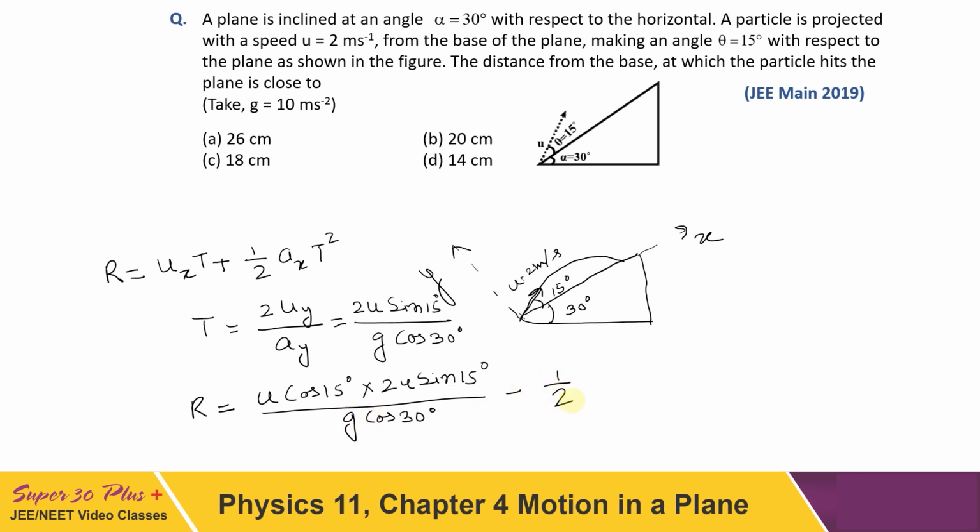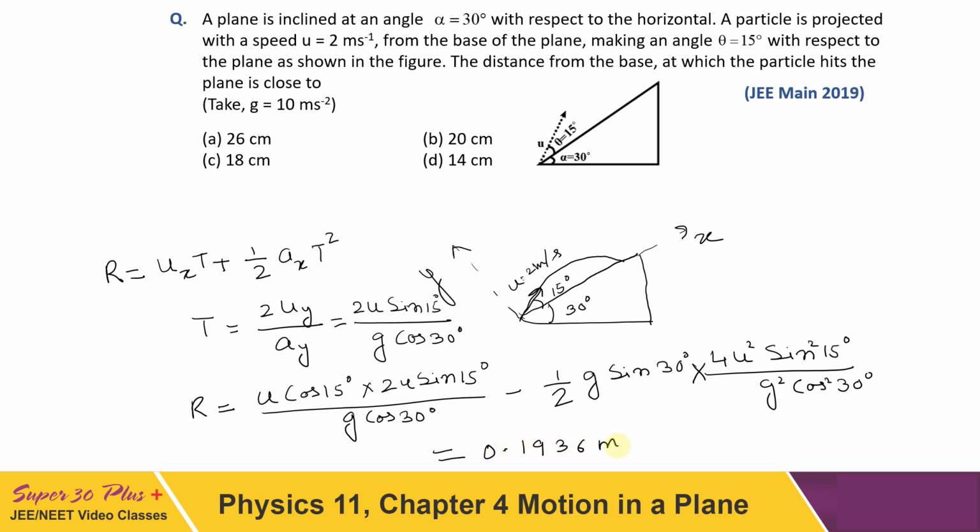Minus half because ax is negative. So this is g sin 30 degree and square of t, which is 4u square sin square 15 degree upon g square cos square 30 degree. The value comes out to be 0.1936 meter. And among the given options, this is closest to 20 centimeter. So 20 centimeter is the correct option.